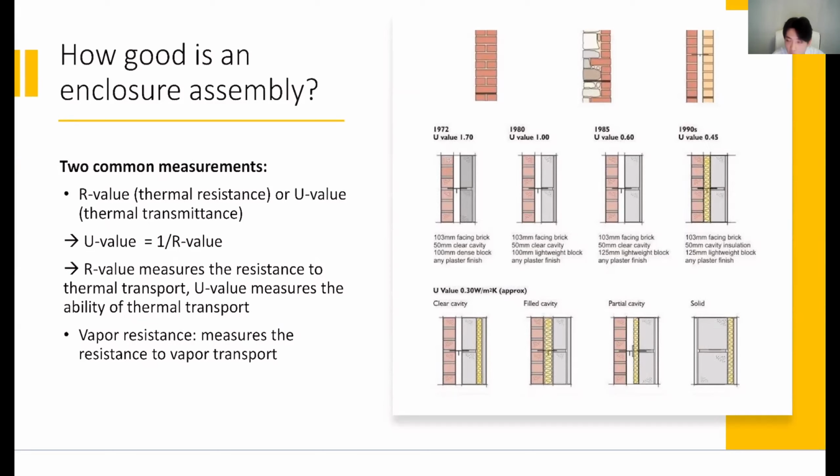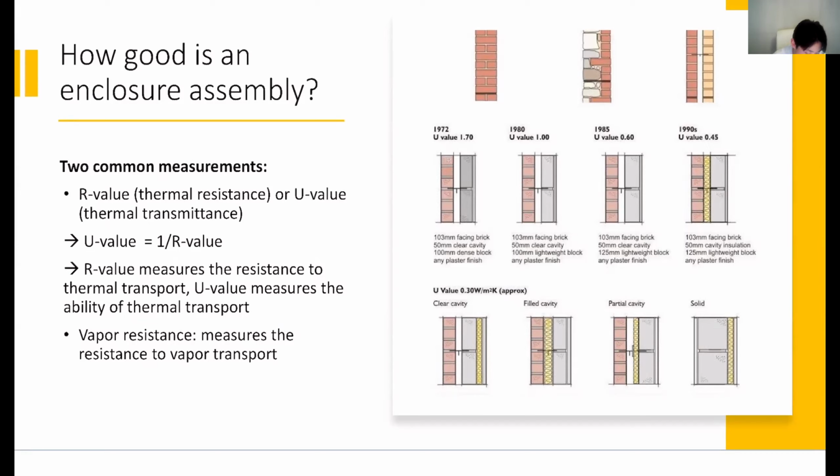Basically, R value measures how good an assembly is at stopping heat transfer, and the U value measures how well the assembly permits that heat transfer. So basically thermal resistance and thermal transmittance, or thermal conductance. If a wall assembly is really thermally capable, you will have a relatively high R value, but a very low U value. And vice versa, right?